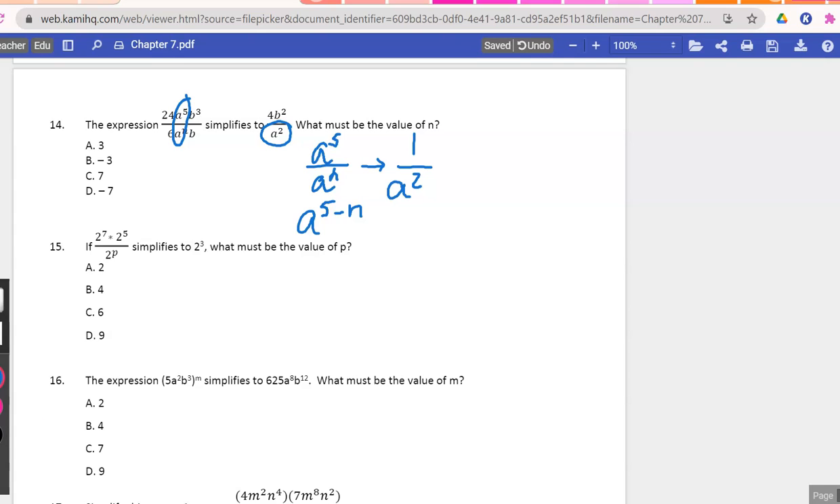What you have to think about is, how do I get from a to the 5 minus n power to 1 over a to the second power? If your exponent moves to the bottom, that tells you it had to have been negative. So now you can deduce from that a to the 5 minus n power. You're going to have to end up with a to the negative second so that your answer can be 1 over a to the positive second.